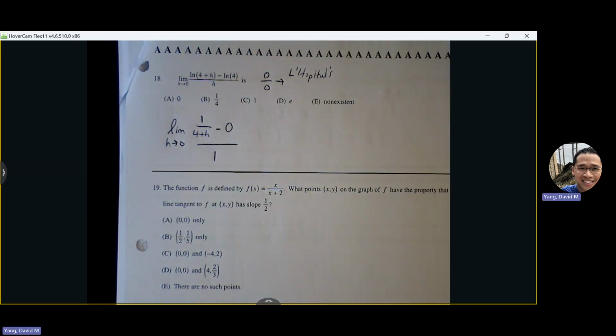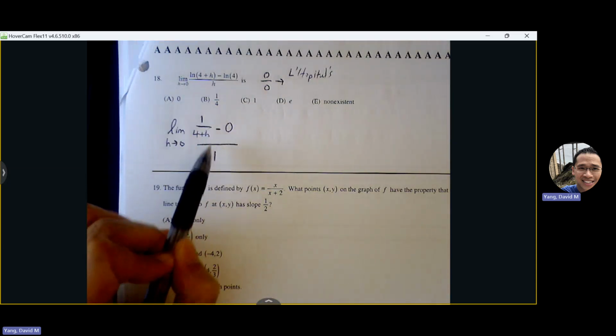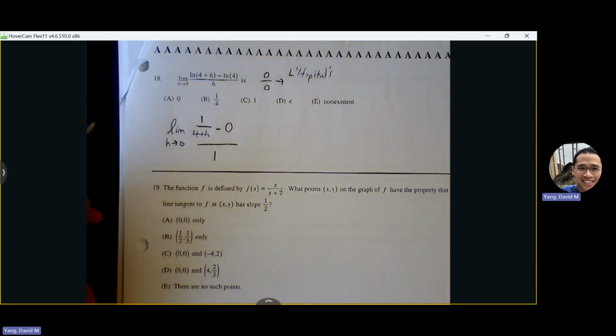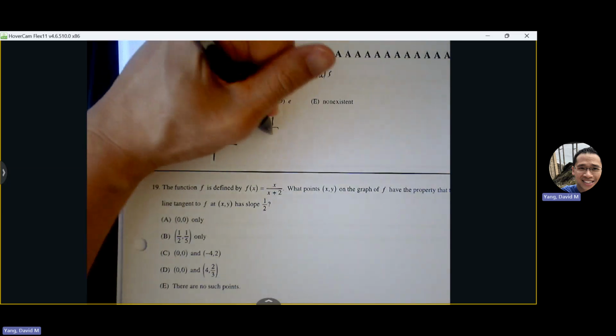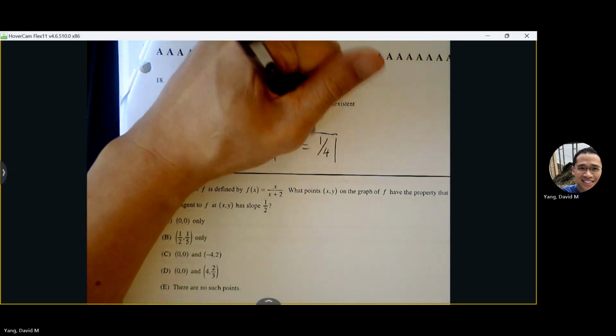Now that we have a different version of our expression, we can reevaluate our limits and see what that gets us. Replace 0 in for h. We get 4. So I get 1/4 divided by 1, which is a real number, which is 1/4.